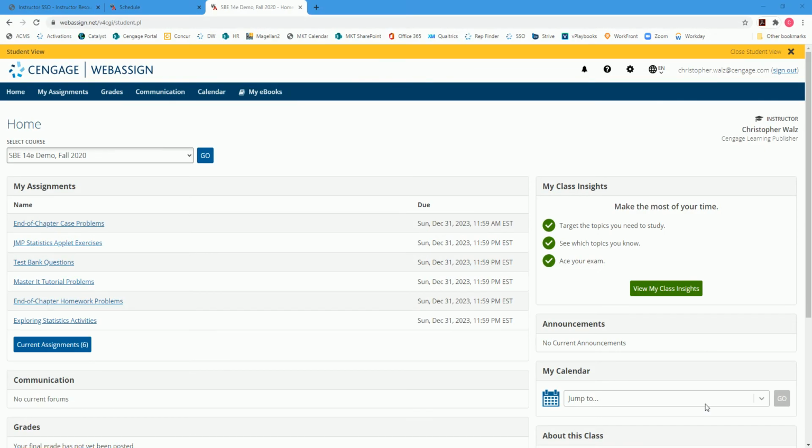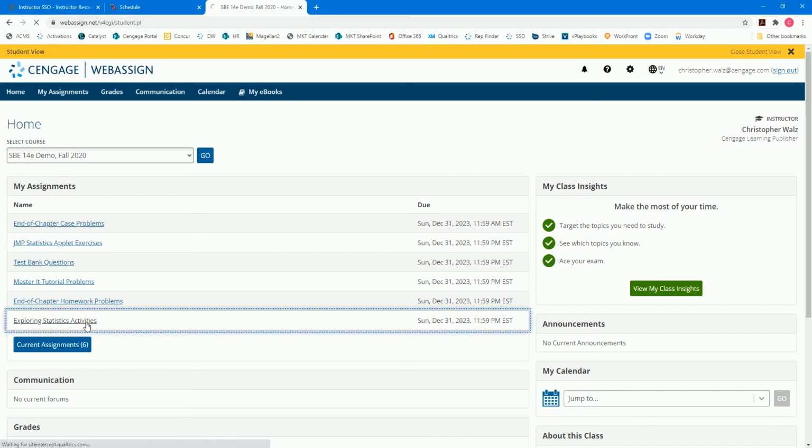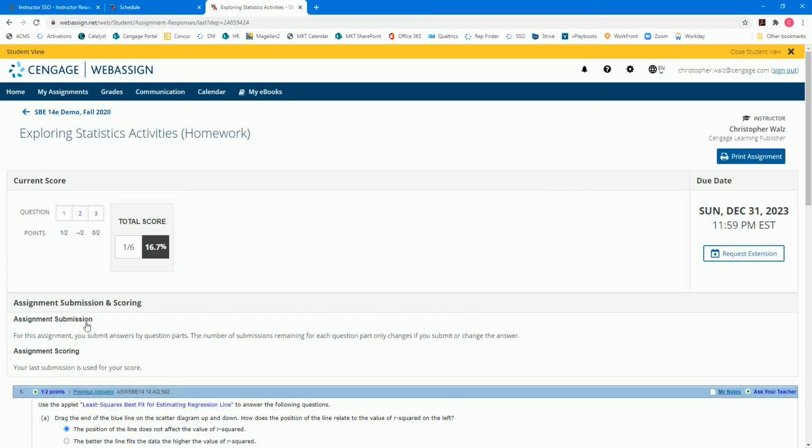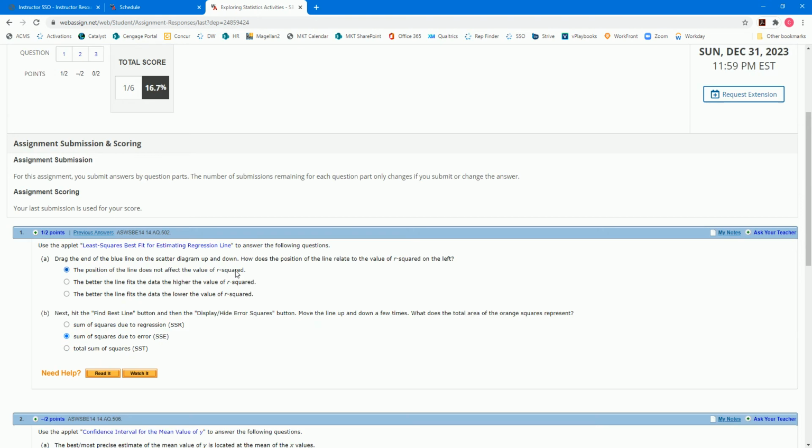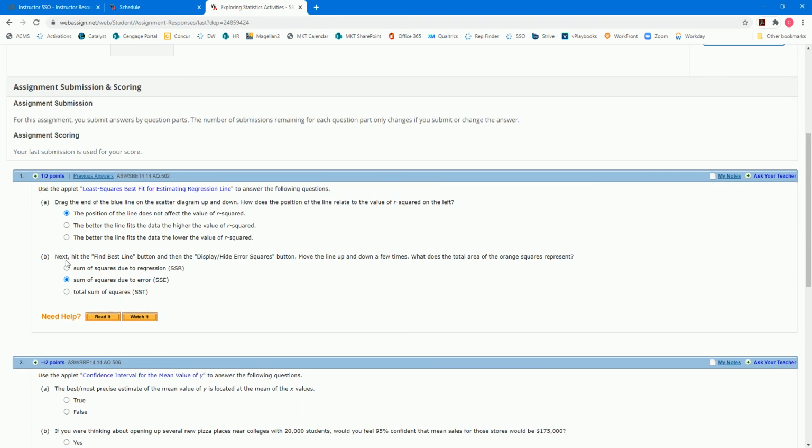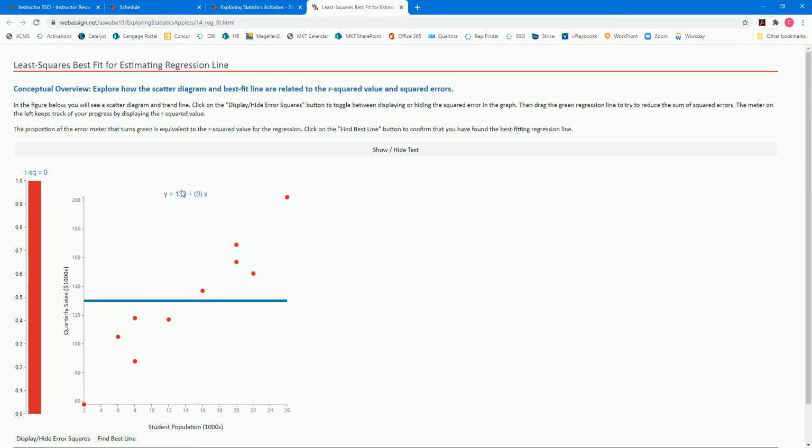Exploring Statistics activities in WebAssign for decision science courses are designed to help students understand the key concepts covered in each chapter. These activities require students to answer a series of multiple choice questions, and in order to correctly answer these questions, students have to interact with visual demonstrations of the topics covered in each chapter.